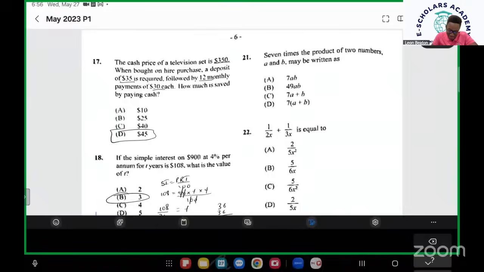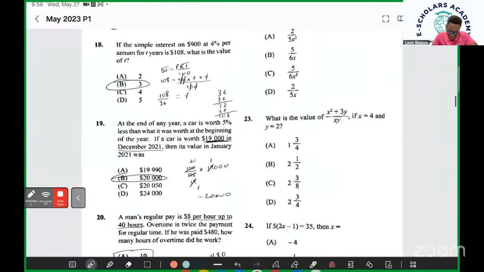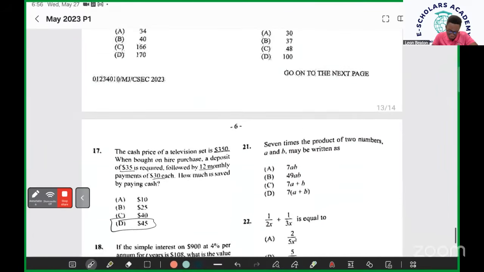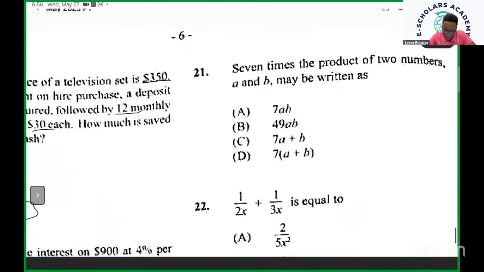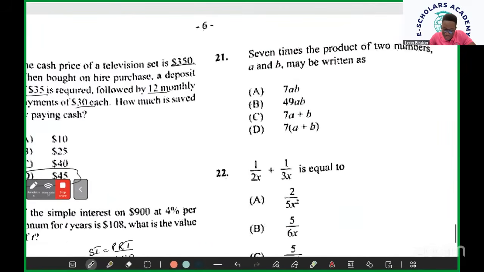So let me go. All right, so they come a little easy. This is May, June 2023. Let's go through all the algebra. So this one is easy. 7 times the product of two numbers, A, B, may be written as.